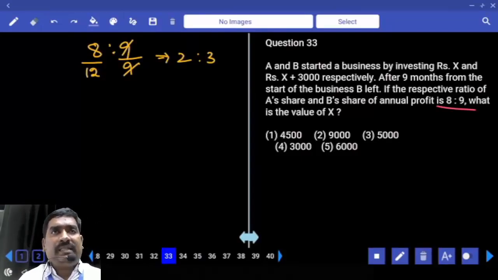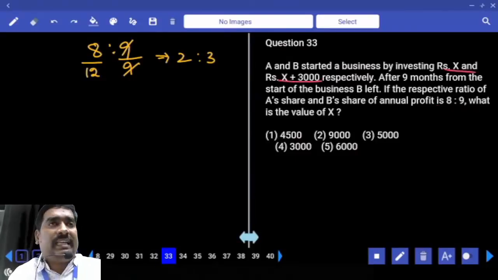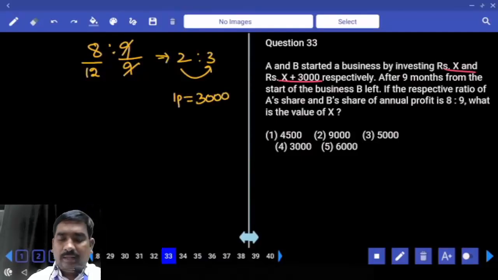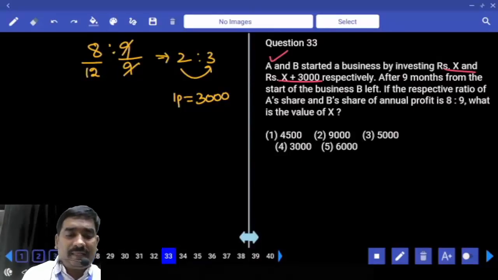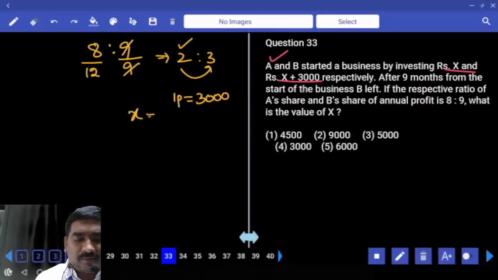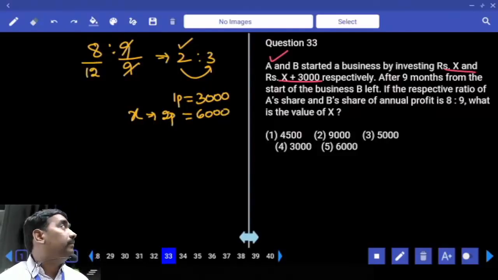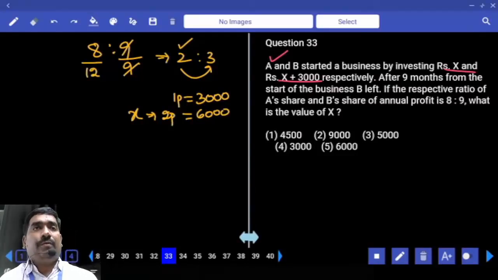B invested how many parts extra? 1 part extra, whereas in the question B invested 3000 extra. So 1 part value is 3000. What is the value of X? X is the sum invested by A. A invested 2 parts. So 1 part 3000 means 2 parts 6000 is your answer. Profit ratio divided by time ratio will give us investment ratio.